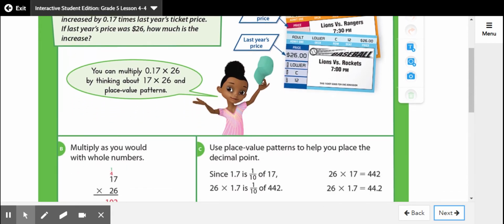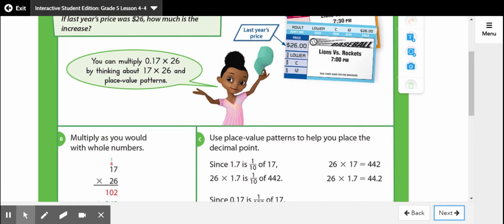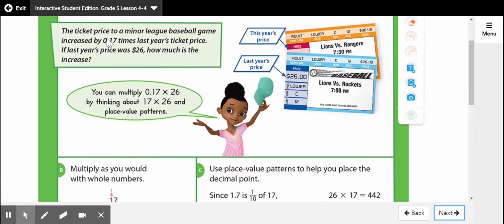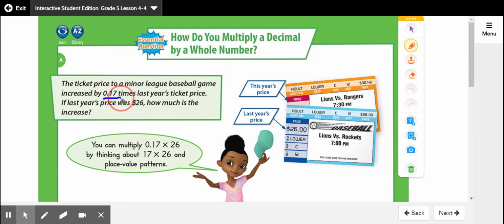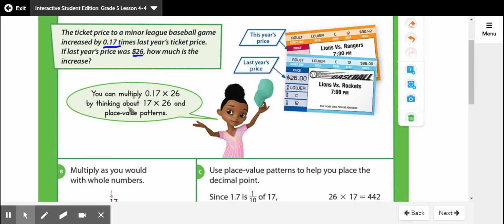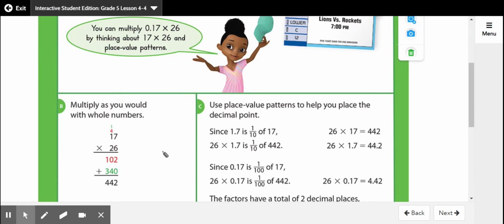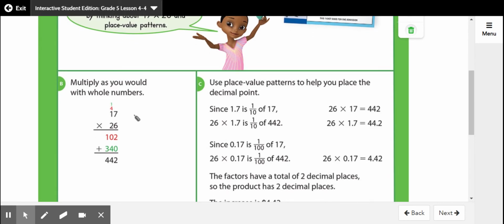So you can multiply 0.17 times 26. Okay, so if we look up here, we can see that's kind of what it said, 0.17 times last year's ticket price, which was 26. So even if I don't understand it yet, I can see that's what they're saying. 0.17 times 26. All right, so how are we going to multiply? As you would with whole numbers. Okay, so we're taking 17 times 26.